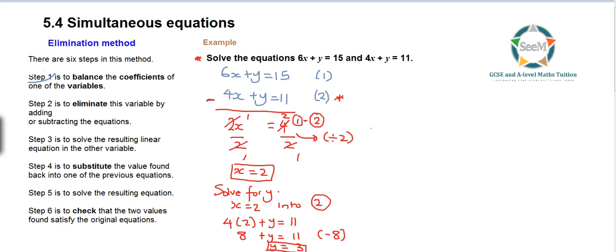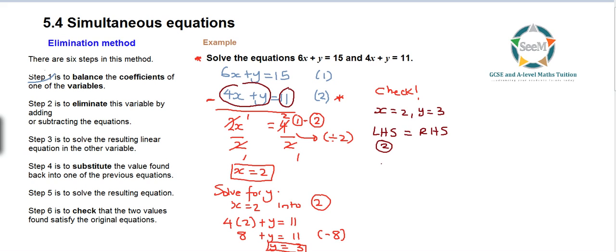Don't just take my word for it, let's check. In other words, let's check that this side of the equation, when we substitute x equals 2 and y equals 3, gives us this side of the equation. That is, the left hand side of the equation equals the right hand side of the equation. And the equation that we're using is equation 2.